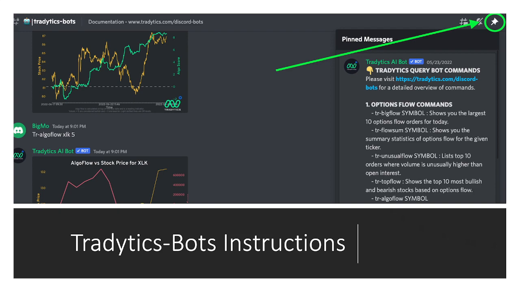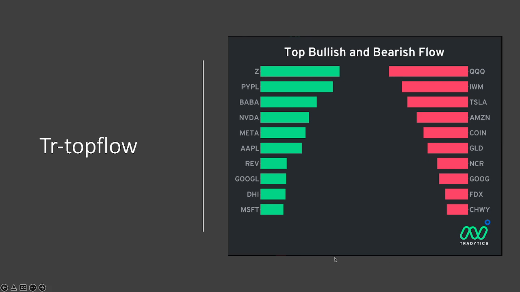But getting into my favorite commands, one of the first ones I always like to check out, which is also on the website under the options dashboard, nothing special here, but if I'm in the Discord, I just end up checking it here as well, is the TR-top flow command. This shows you the top bullish and bearish flow for the day, and this is a great way to see where big money is focusing their efforts. And you can see the top bullish tickers and the top bearish flow coming in, and like I said, it's just a great way to get some trade ideas.